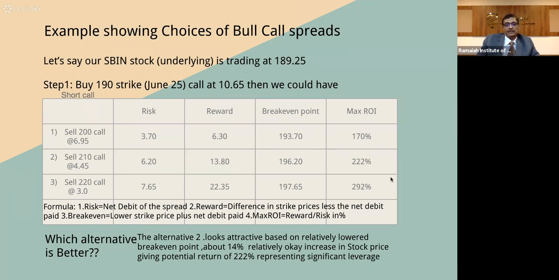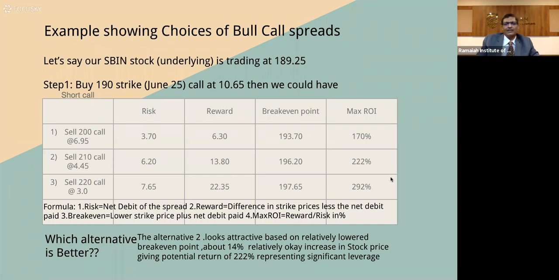Which alternative is better? According to me, as someone who is medium, not too risk savvy or risk averse, alternative 2 looks attractive, because my break-even point is lower compared to selling a higher strike call. Secondly, in order to achieve a 210 stock expiry, my view was that the stock will rise 10% or a little bit above. So 14% seems to be okay in the stock price, right? So I'm comfortable with that.